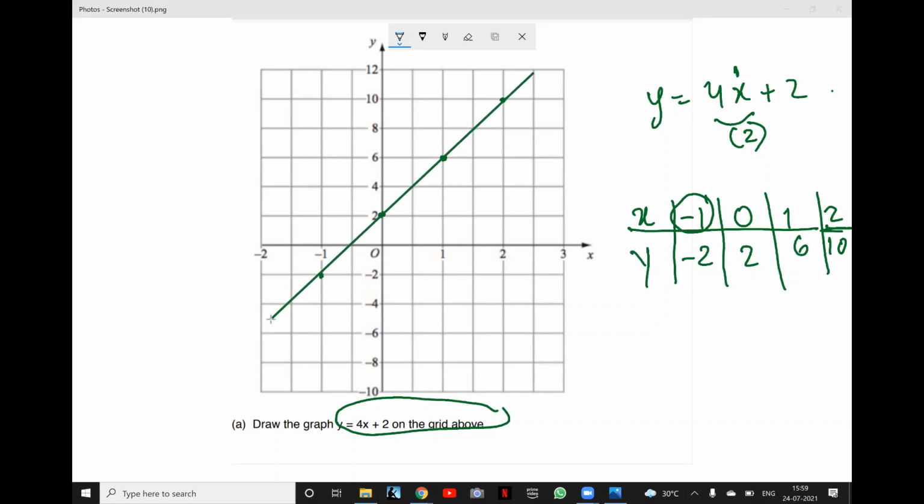Because they have straight away said, draw the graph y is equal to 4x plus 2. Do not forget to write here that y is equal to 4x plus 2. Are you all clear out here?